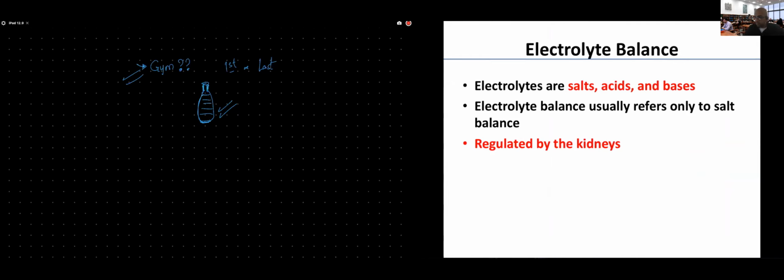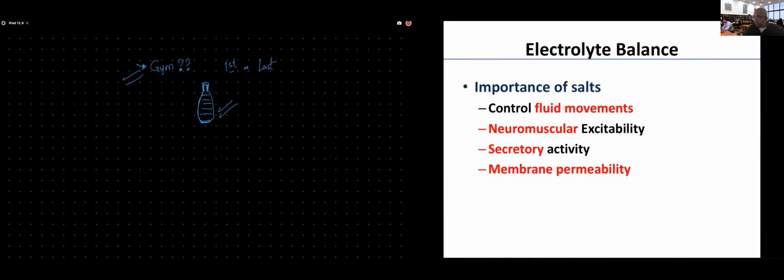Electrolyte balance. Electrolytes are the salts, acids, and bases. Electrolyte balance usually refers only to the salt balance, and it's regulated by the kidneys. Why do we need to maintain normal concentration of electrolytes, of salts, inside the extracellular fluid? First thing is to control the fluid movement. We've seen that if I have higher osmolarity on one side of the membrane, it's going to pull water.